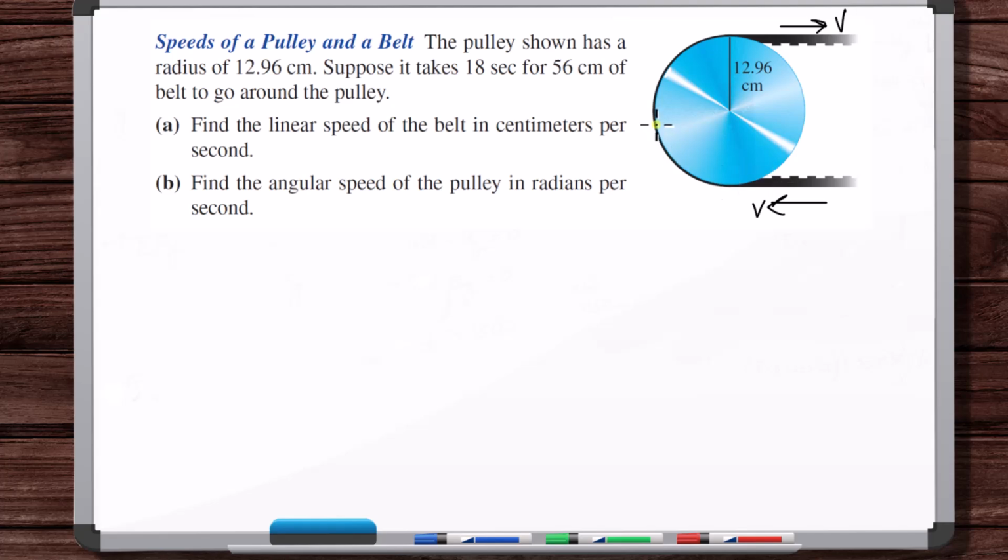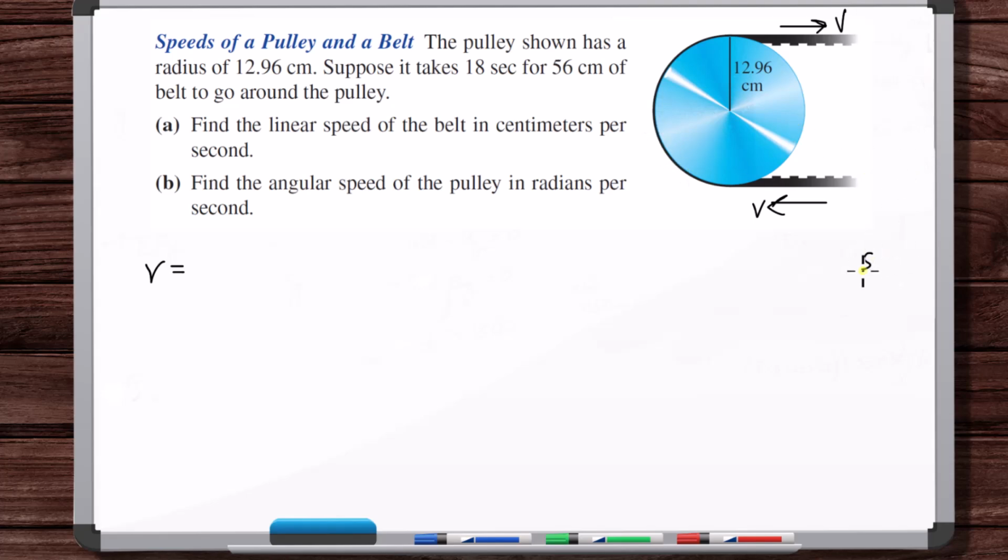In other words, the speed of the belt is going to be the speed of the outer edge of the pulley. So when the belt moves 56 centimeters, not in a line but 56 centimeters of arc length distance, it does that in 18 seconds. So yes, we can say V, if we're analyzing this as the circular motion that we learned in this section.